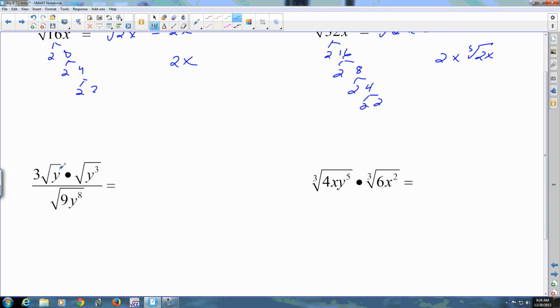Okay? When you're multiplying, and if they're the same size root, you can bring the stuff together. 3 square root of y to the 4th. You added your exponents because you're multiplying. Over square root of 9y to the 8th.